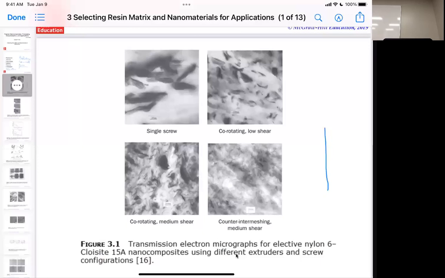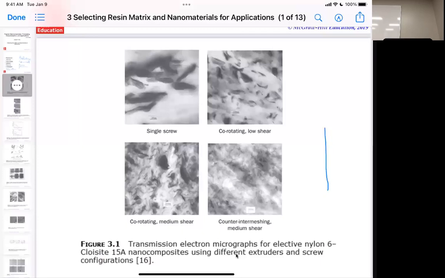But let's look at this right here, just with a single screw. We're not getting sheared, we're still having those tactoids, it's not breaking apart. And we're not getting exfoliation of the part. We might be crushing some of the larger clay particles down to tactoids, but you're not really getting very well processed. Then once you get to low shear, you can start to disperse it a little bit.